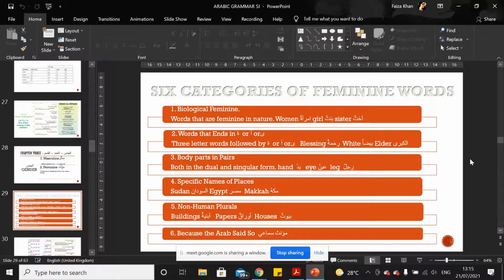specific names of places, and non-human plurals. Sorry, I missed non-human plurals. Okay, and the sixth is because the Arabs say so. So I did not explain the non-human plurals.